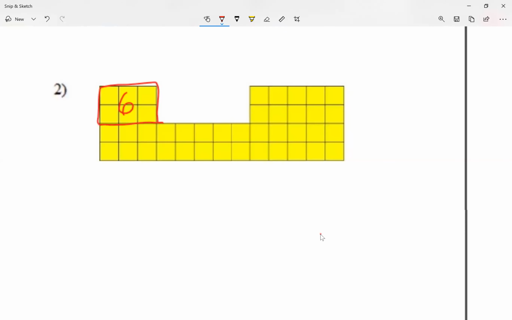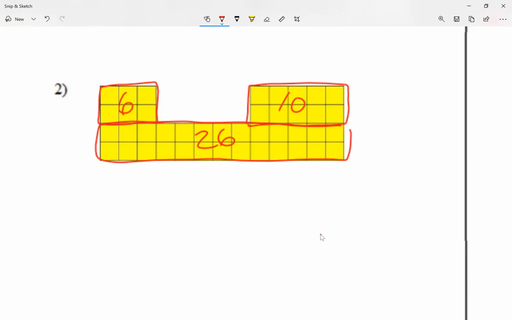And then I look at this other section here. We can count the squares. In my case, I count 10. All right, we can count them. We can count the squares. And then I look at this big section down here. And I count 26 squares on that one.